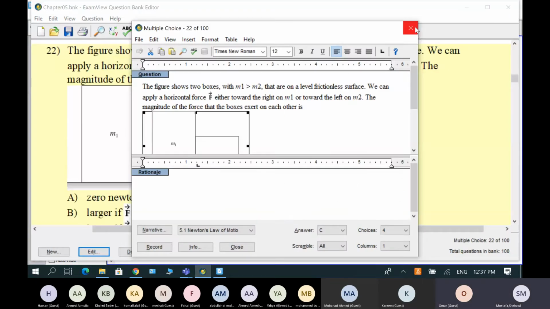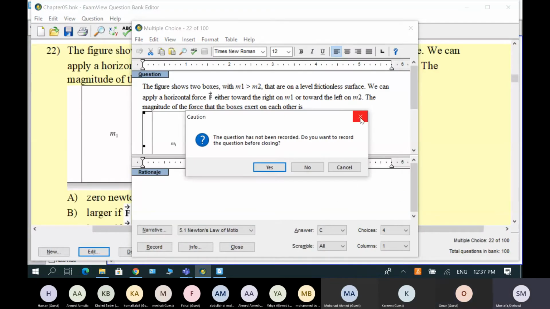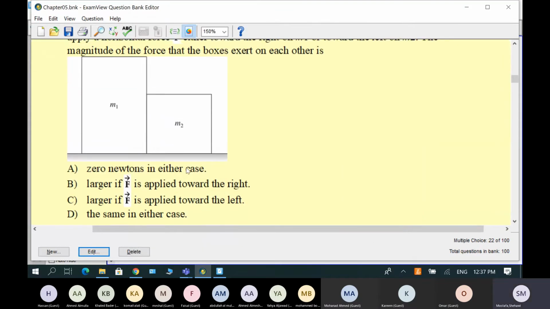Let's go back to the question and find the answer. So what's the answer here? The answer is A, B, C, D. What's the answer? It's either B or C.